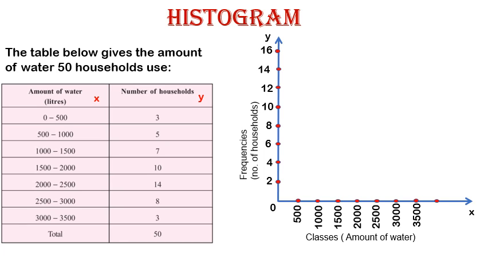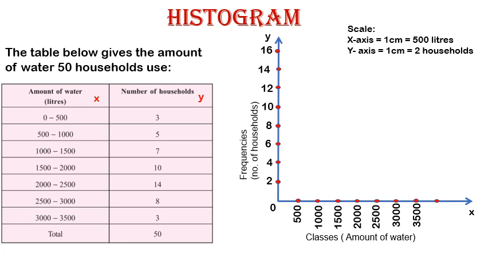Now our scale is ready. Then write here the details about the scale, which is x-axis 1 centimeter equal to 500 liters and y-axis 1 centimeter equal to 2 households.